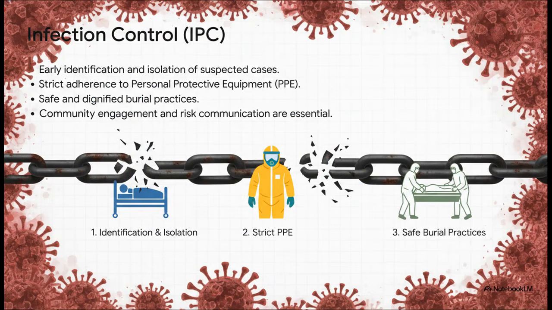Breaking that chain of transmission is everything, and this requires a really robust public health response focused on strict infection prevention and control. The key interventions are rapid identification and isolation of cases, meticulous use of PPE by all healthcare workers, making sure burial practices are safe and dignified, and having strong community engagement.